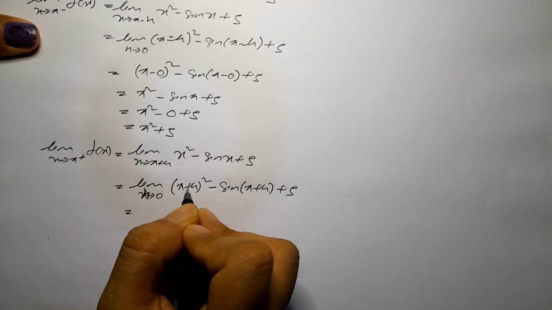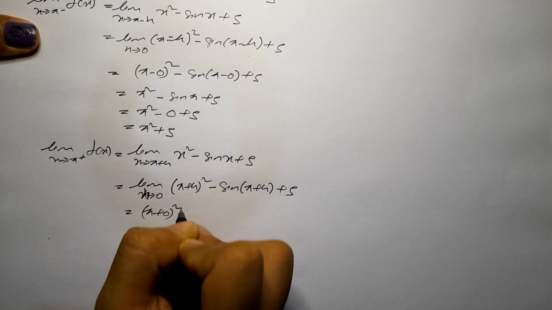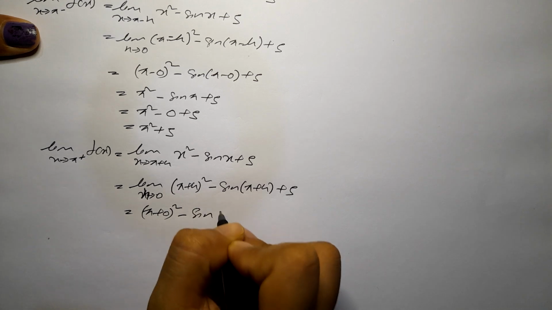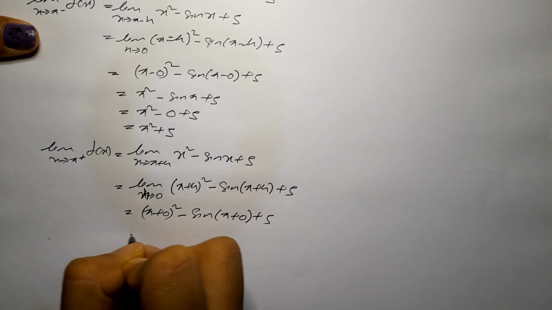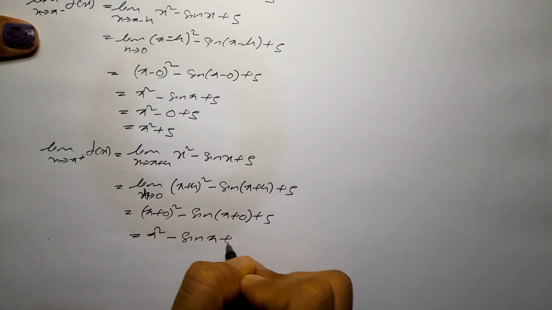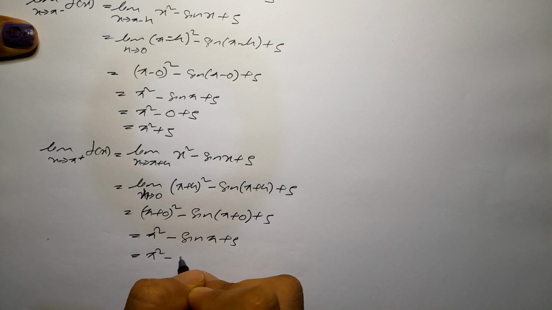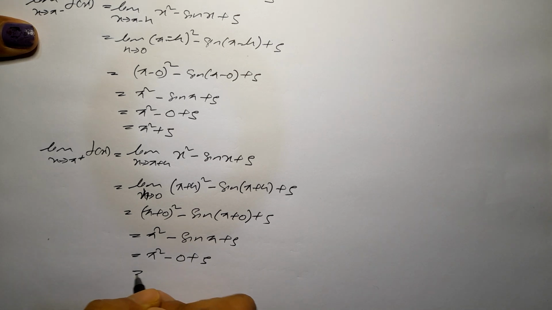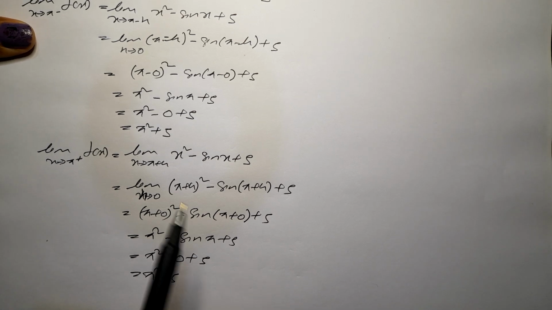So instead of h, it will be 0. So (pi plus 0) whole square minus sin (pi plus 0) plus 5. So that is pi square minus sin pi plus 5. That is pi square minus sin pi, value of sin pi is 0, plus 5. That is pi square plus 5. So these two are equal. So these three are equal.